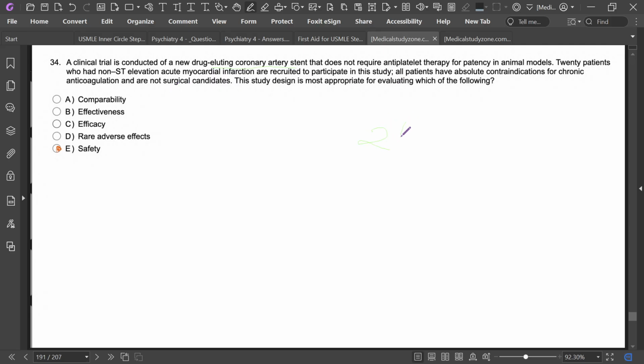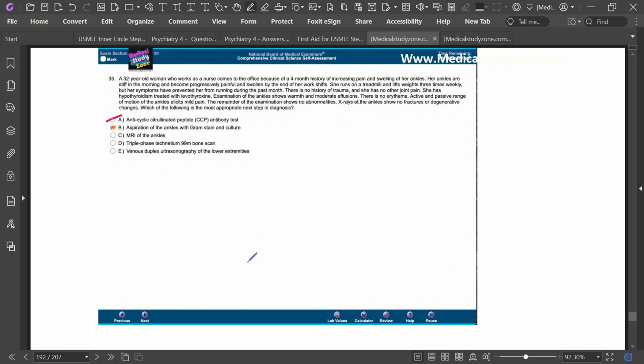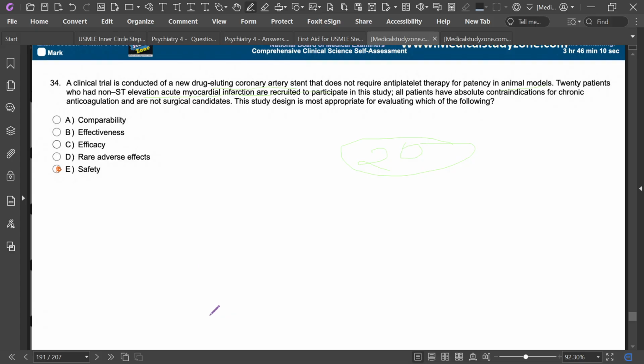And then they are not comparing it with any. Wait, did they compare it with another group? No, they didn't compare it with another group. So it's only the people that are sick. So 20 patients, one clue, and there is no comparison. So it's safety. Do you want me to read the explanation again?